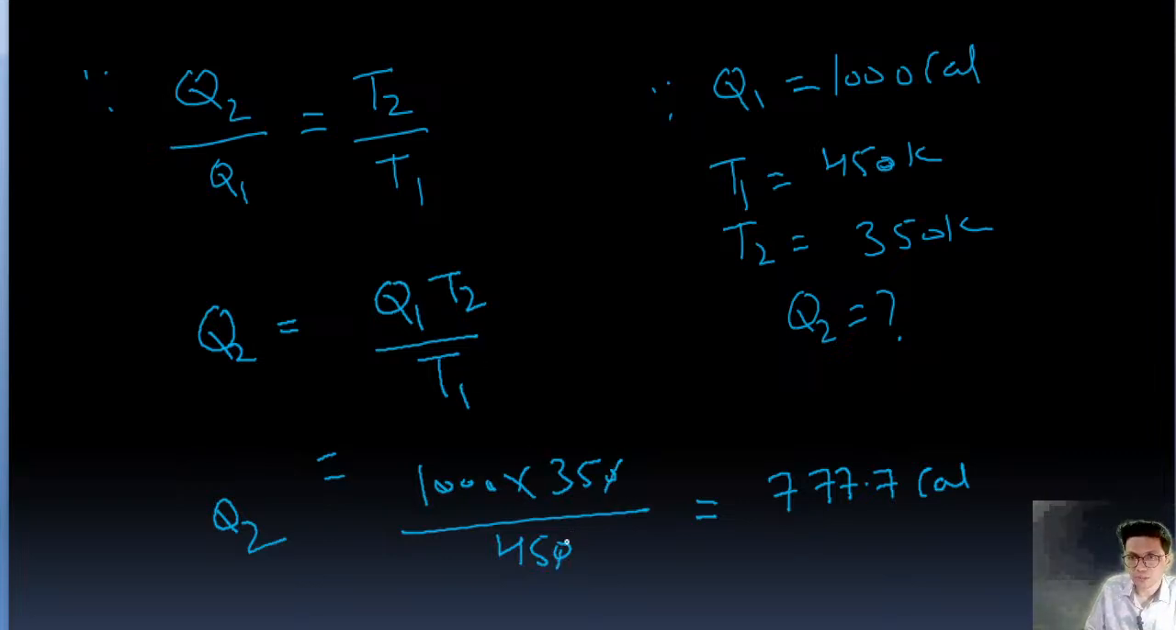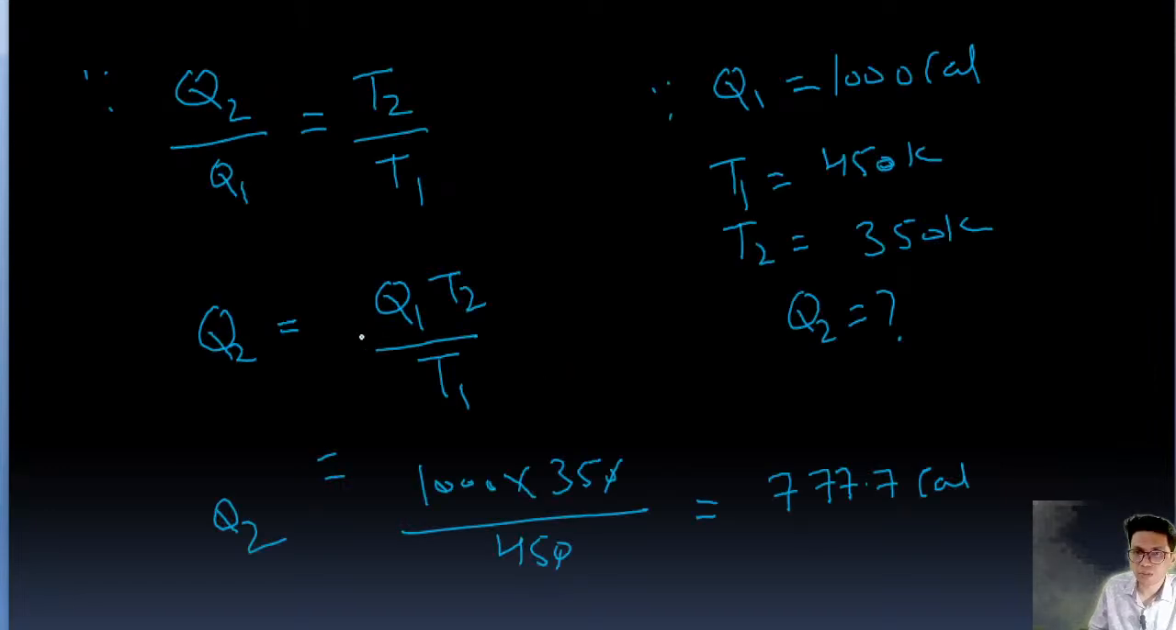This will get cancelled with this. Okay, so this is the answer, and also if we have been asked to find out the efficiency and work done, we can also find out. If we have been asked to find out the work done, W, and W we know that is Q2 minus Q1.